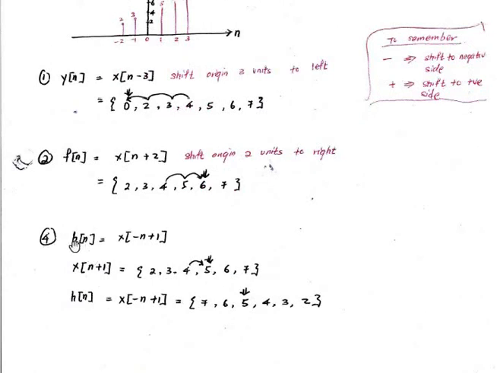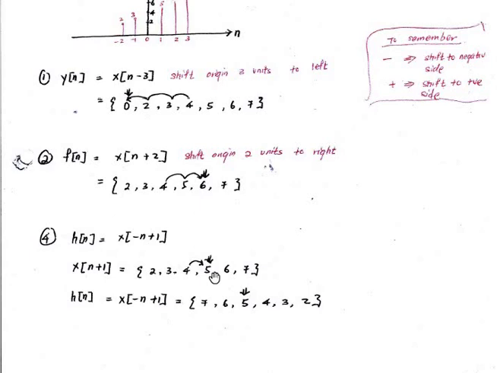And then you have another question, h[n] equal to x[negative n plus 1]. Now you do the shifting first. The easiest way is to do the shifting then folding, and you don't need to factorize it. So x[n plus 1]. N plus 1 means that you advance 1 unit to the right. So you get the origin at the value of 5.